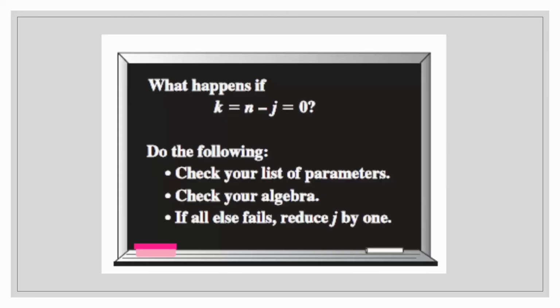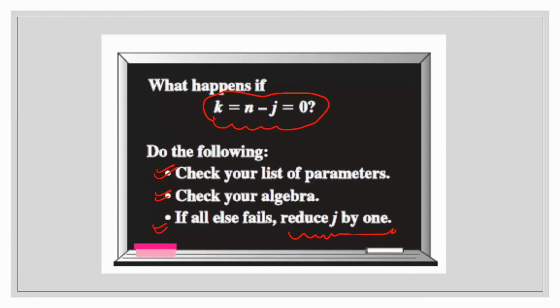Now there is one special case: what will happen if this comes out as 0? This means that there is no relationship, so it is not right. If this case arises, then we have to do the following things. First of all, check your parameter list. Maybe you have missed some parameters, and then you need to check your algebra, and if everything is okay, then you need to reduce j by 1. Even if it is coming equal to 0, you have checked that all the parameters are listed and all the algebra is correct, but still you are getting 0. So now you need to reduce j by 1.